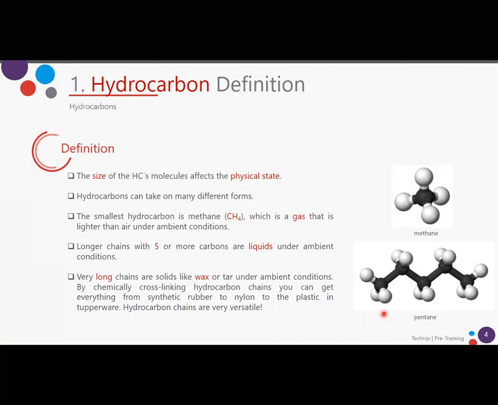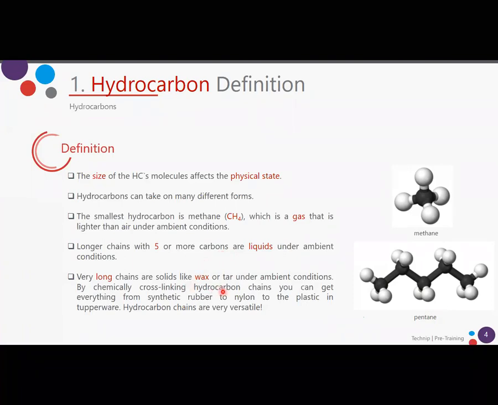Here in this picture, we have the pentane. Pent means 5. You have the 1, 2, 3, 4, 5 carbons and 12 hydrogens. Very long chains are solids like wax or tar under ambient conditions.